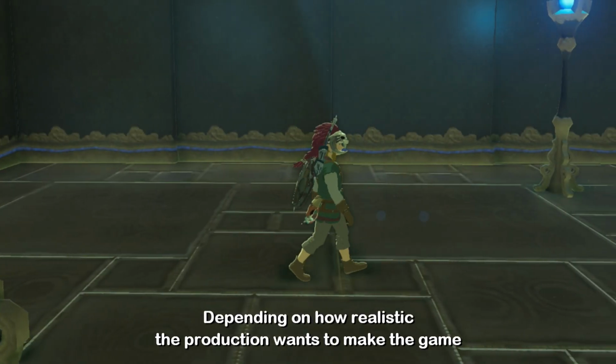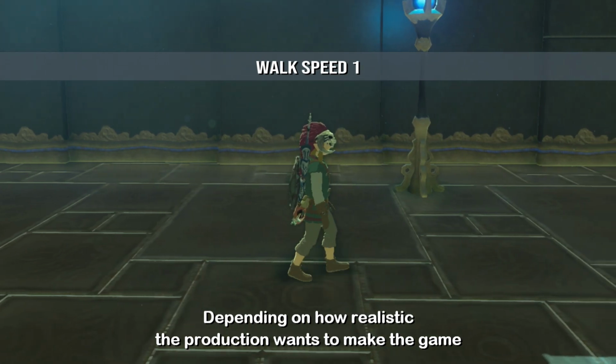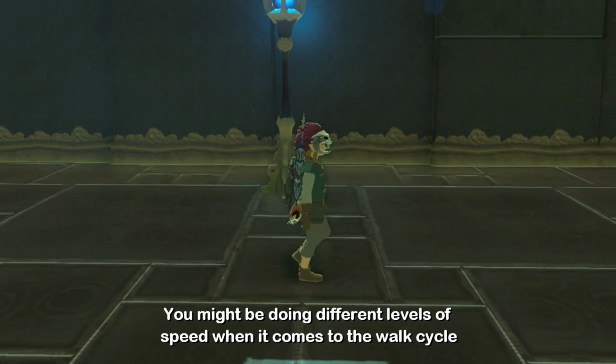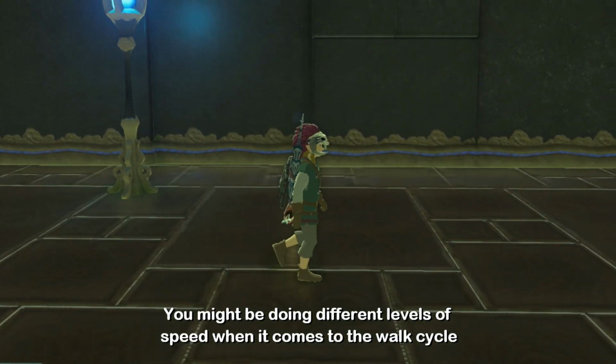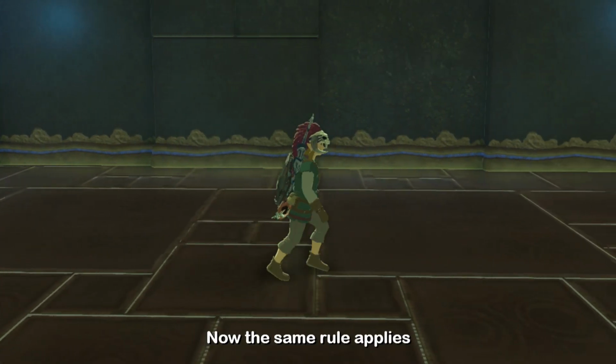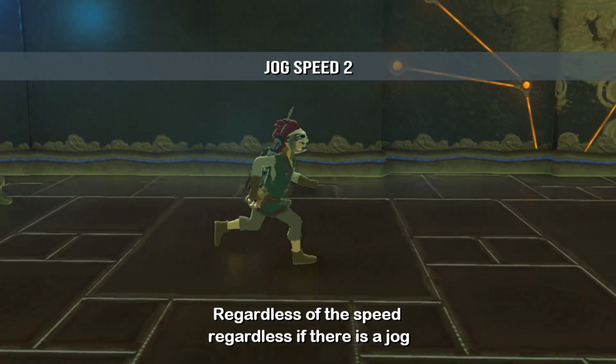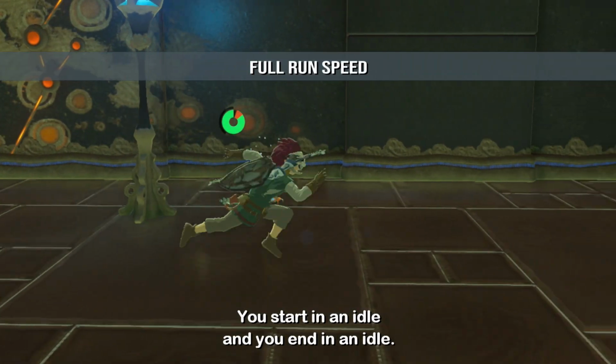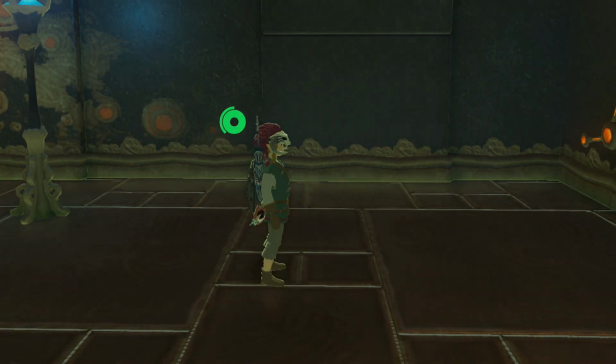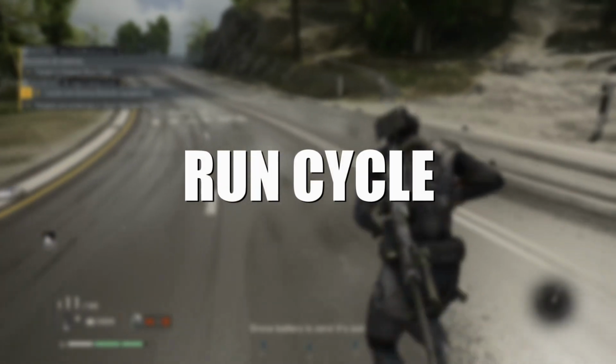Depending on how realistic the production wants to make the game, you might be doing different levels of speed when it comes to the walk cycle as well as the jog. Now, the same rule applies. Regardless of the speed, regardless if there is a jog, you start in the idle and you end in the idle. Run cycle.